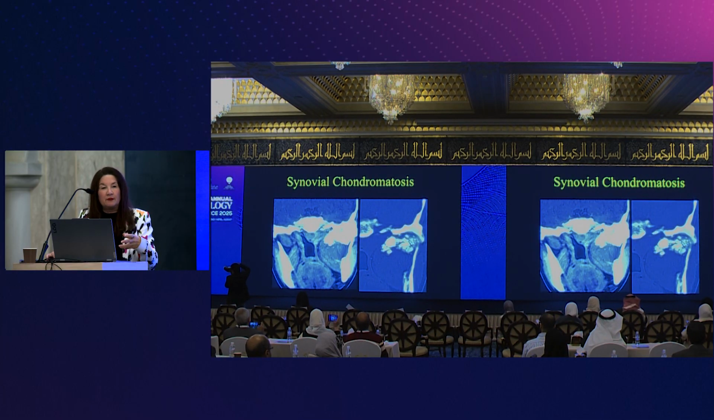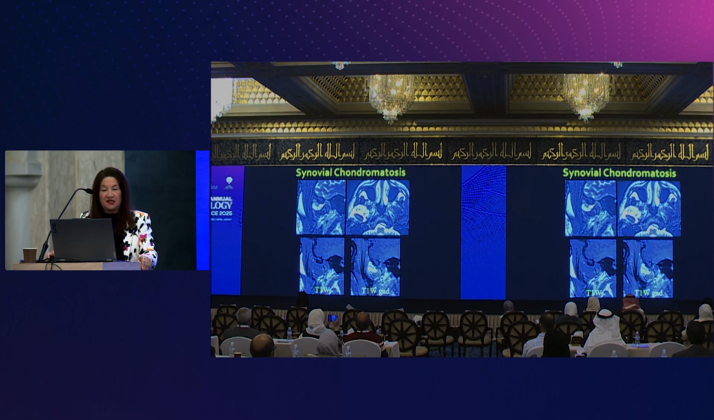The synovium of the temporomandibular joint comes all the way down the ascending ramus of the mandible, and in fact, it envelopes a large portion of the pterygoid musculature. So when you're looking in the masticator space, don't forget to think about other processes that affect the temporomandibular joint. This is another example of synovial chondromatosis.